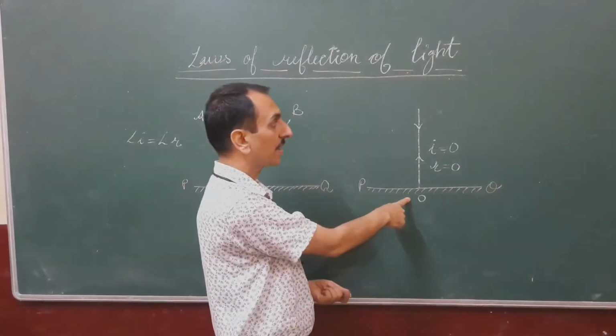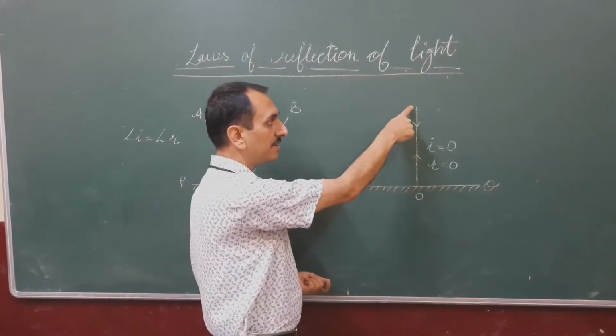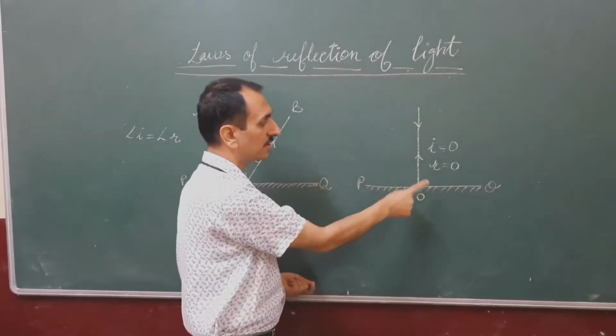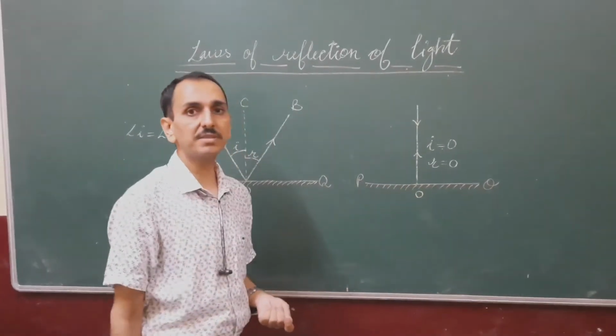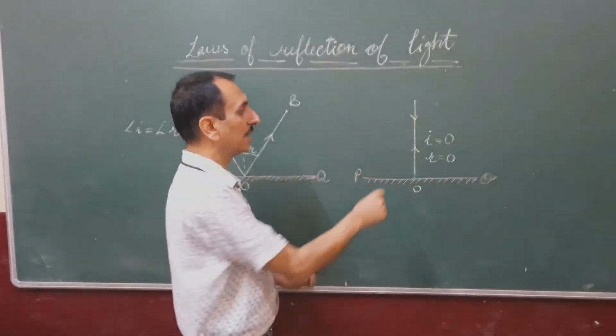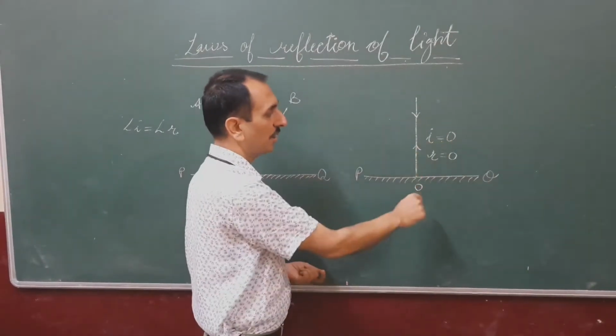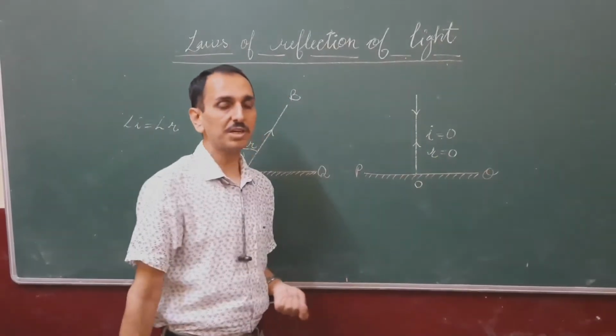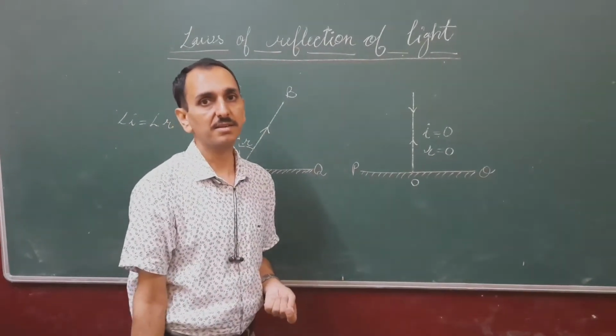Second diagram: when a light ray is incident normally on the reflecting surface, then it retraces or rebounds on the same path, meaning angle I is 0, then angle R will be 0 for the reflected light ray.